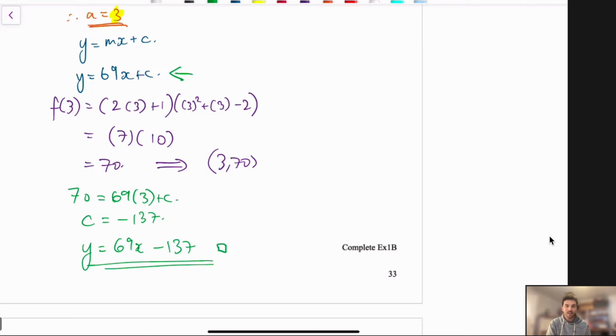Fair bit of work in that one there, but that's more of a problem-solving kind of question where there's a lot of marks to do a question like that.